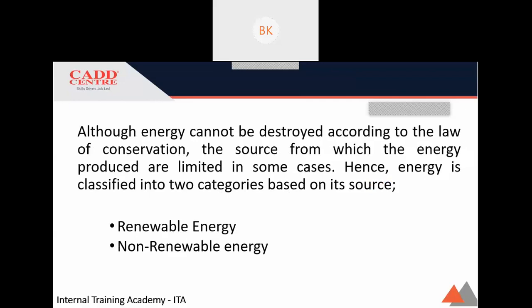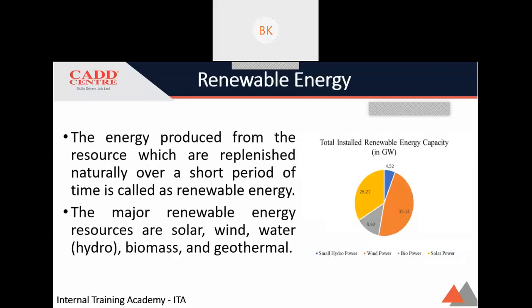Now what is the meaning of renewable energy sources? Renewable energy is the energy which is produced from resources which are replenished naturally over a short period of time. That means there will be a replenishment of the energy from whatever sources there are; it will be restored, replenished, and again generated. That takes place naturally over a short period of time, and that is called renewable energy sources.